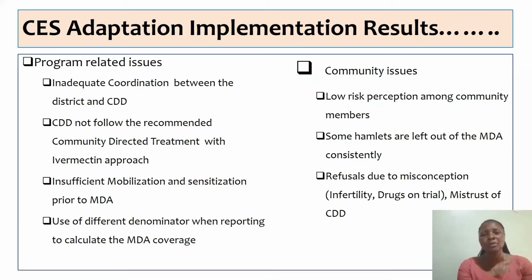Also, on the community related issues, it was reported that there was low risk perception among community members. Some hamlets were left out of the MDA consistently, and there were some refusals due to misconception, and this also included mistrust of the CDDs.